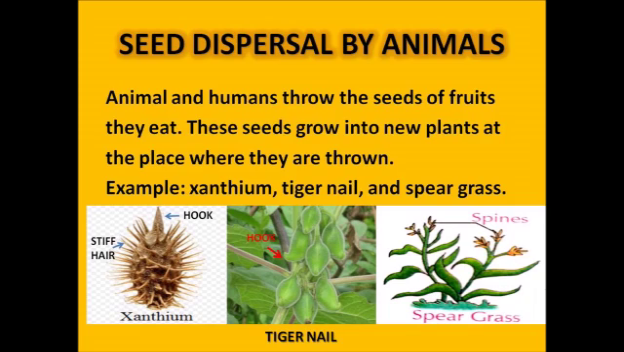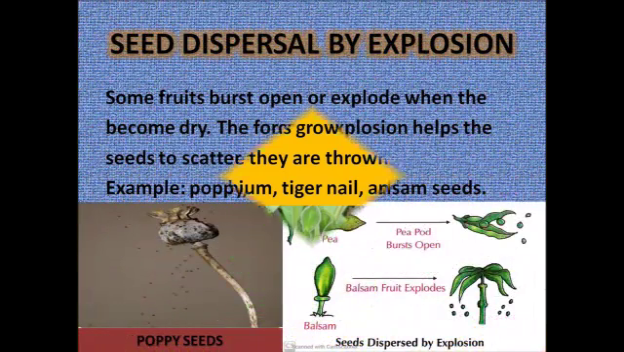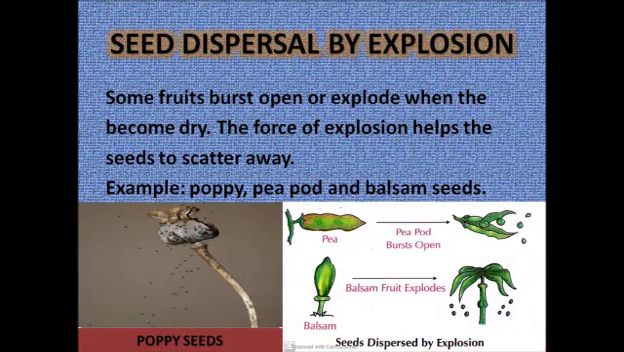That is, when these animals and birds move from one place to another, the seeds which are stuck on their body also move from one place to another and then grow up in another place away from their mother plant. Next is seed dispersal by explosion.